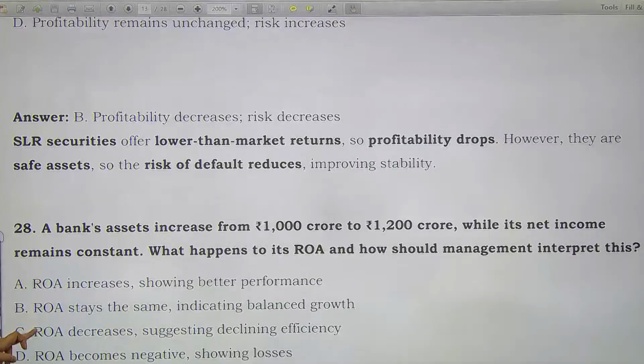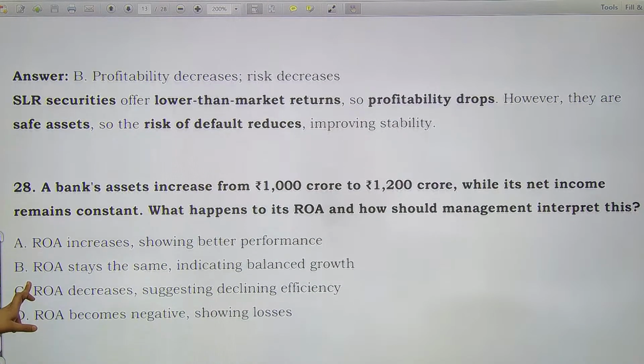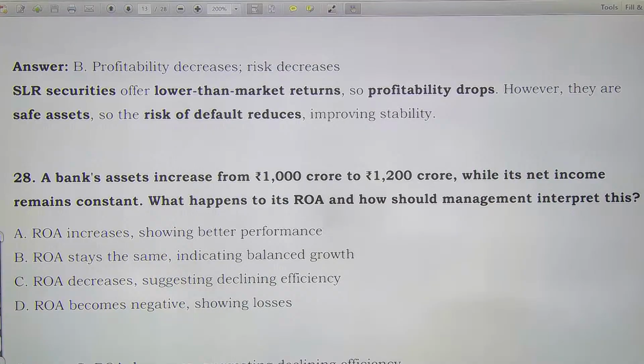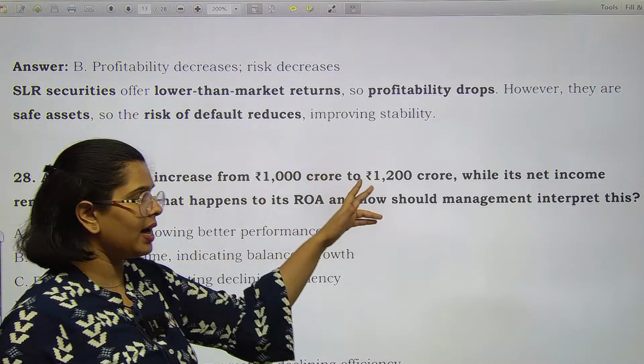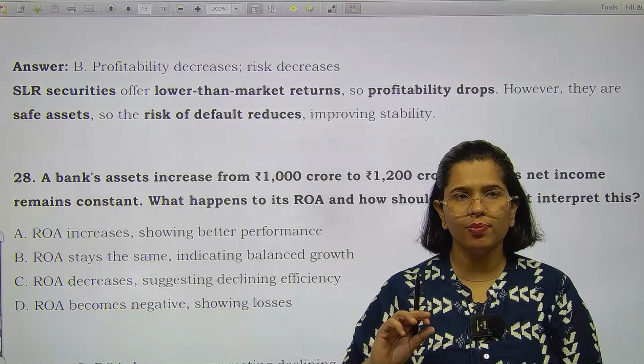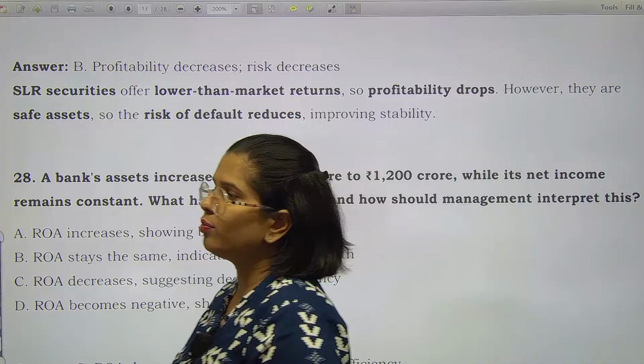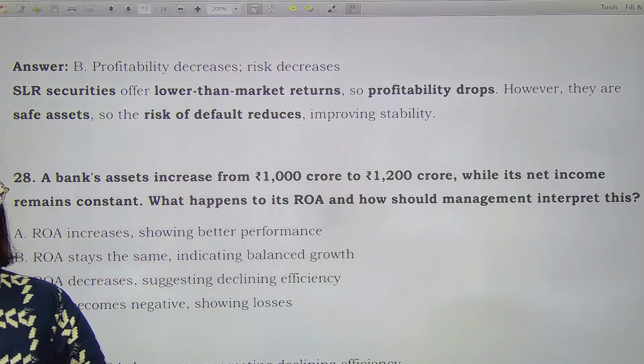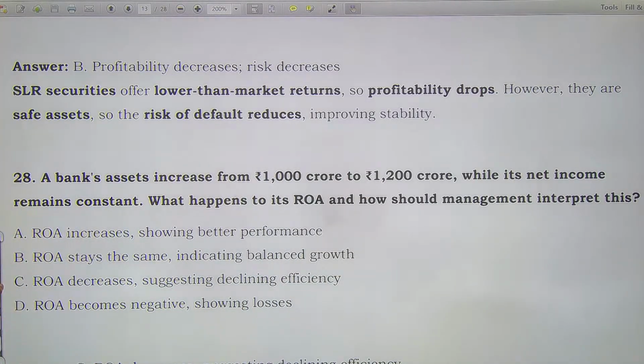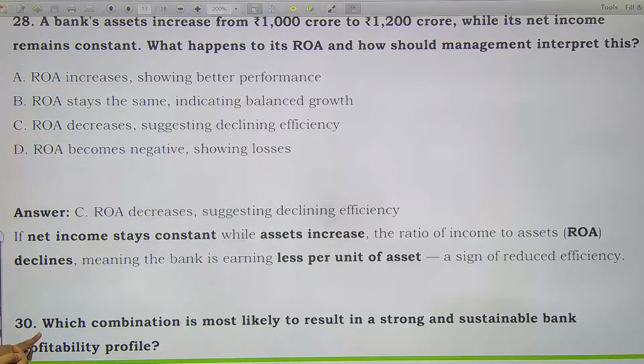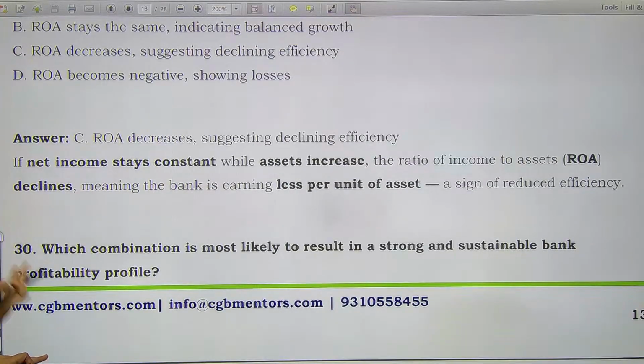Now, a bank's assets increase from 1000 crore to 1200 crore. What is it when its net income remains constant? Asset बढ़ गई है लेकिन net income उतनी ही है. तो अब ROA के साथ में कैसा होगा? ROA is obviously going to decrease because your denominator has increased while your numerator has not moved. आपका numerator तो move किया ही नहीं, whereas your denominator has increased, right? So ROA is obviously going to decrease.